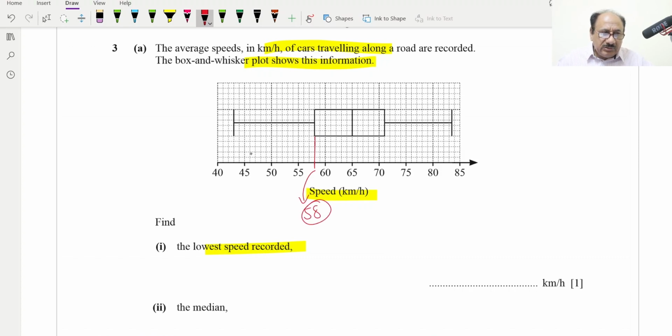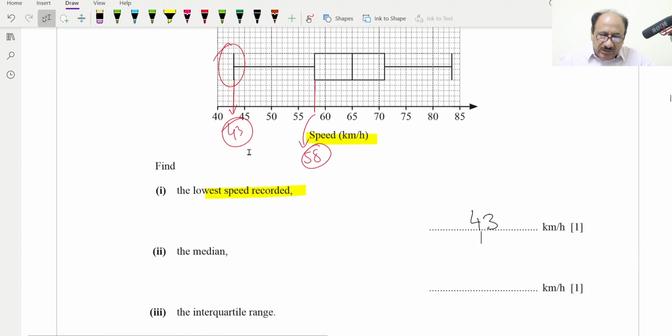So it means, sorry, this is not the lowest. The lowest is this one. That is basically the lower quartile. So this is 40, 41, 42, 43. So the lowest point is 43. This one we are taking as the lowest point. So our answer will be 43 kilometers per hour.